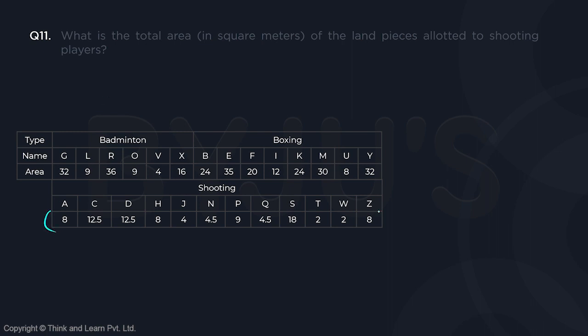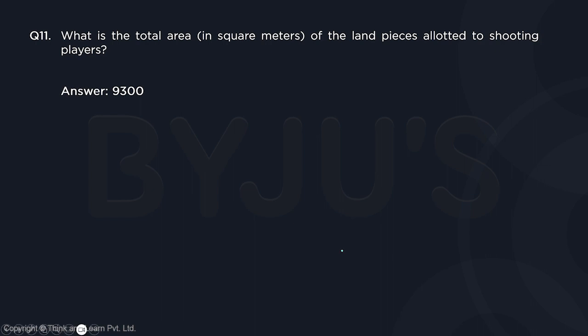That means I have to add all of them. So 8 plus 25 is 33, plus 8 is 41, plus 4 is 45, 45 plus 18 is 63, 63 plus 20 is 83, and 83 plus 10 is 93. So the total area given to shooting players is 93 boxes. Now, one box was 10 by 10 square meters, if you remember it. So 93 into 100 is 9300 square meters.